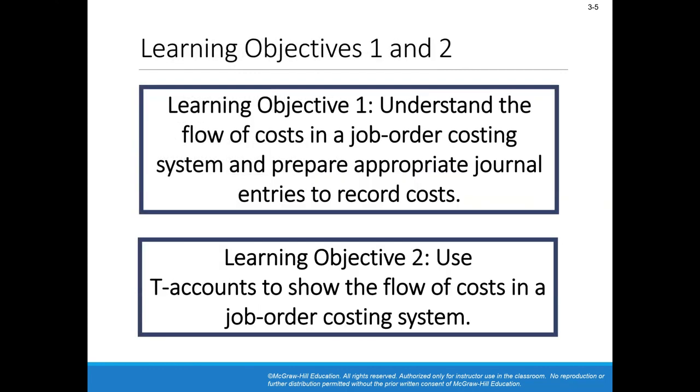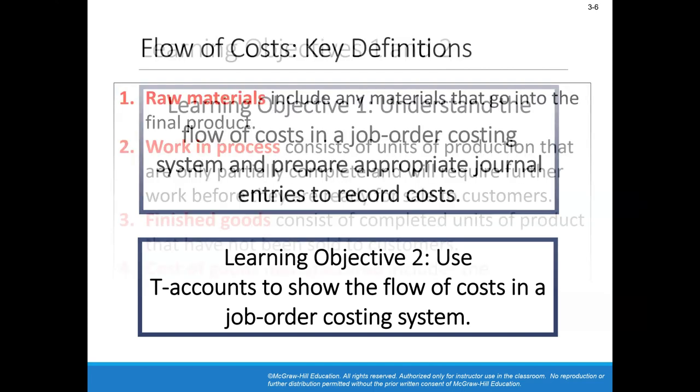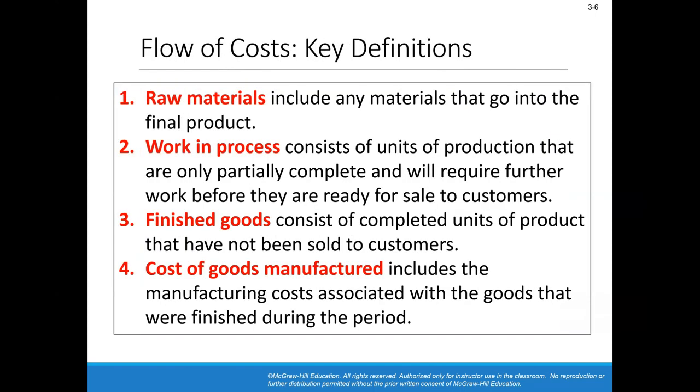All right, so we want to understand the flow of the cost in a job order costing system and prepare the journal entries. So we're going to be focusing on that a little bit tonight. And then we're going to use T accounts. And T accounts we talked about in principles, but I'll go over that again just to make sure you understand what the T account is, and in order for you to be able to understand it a little better.